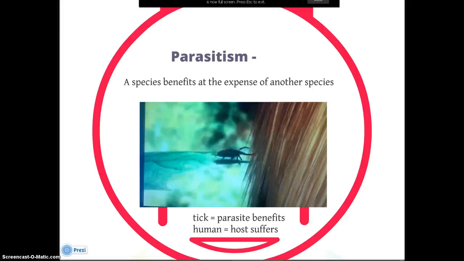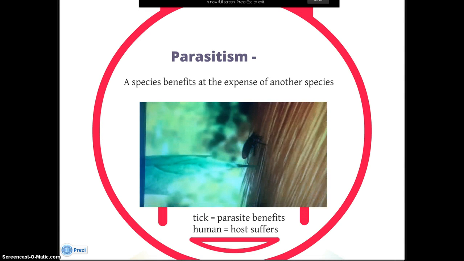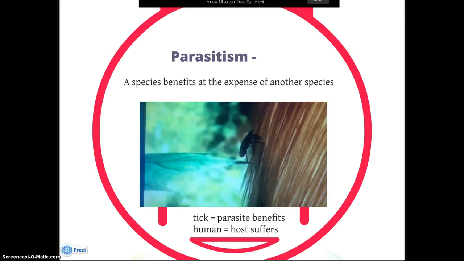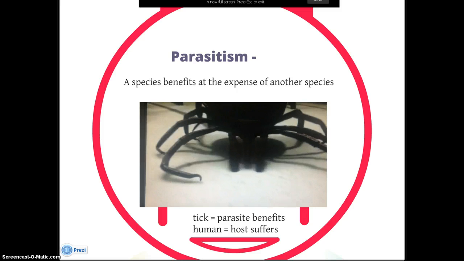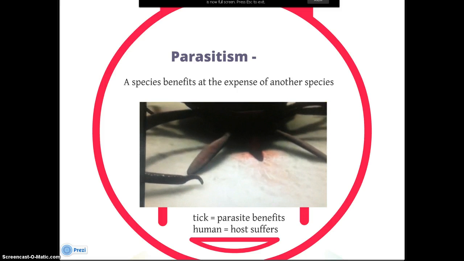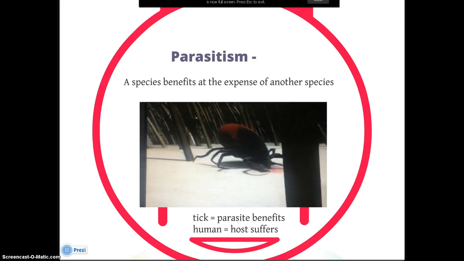Parasitism is defined as a relationship between species in which one species benefits at the expense of another species. The example here is that of a tick and a human being. In this relationship, the parasitic deer tick finds a way to attach itself to some kind of hairy mammal, such as a human, and then feeds from its host by drinking its blood.